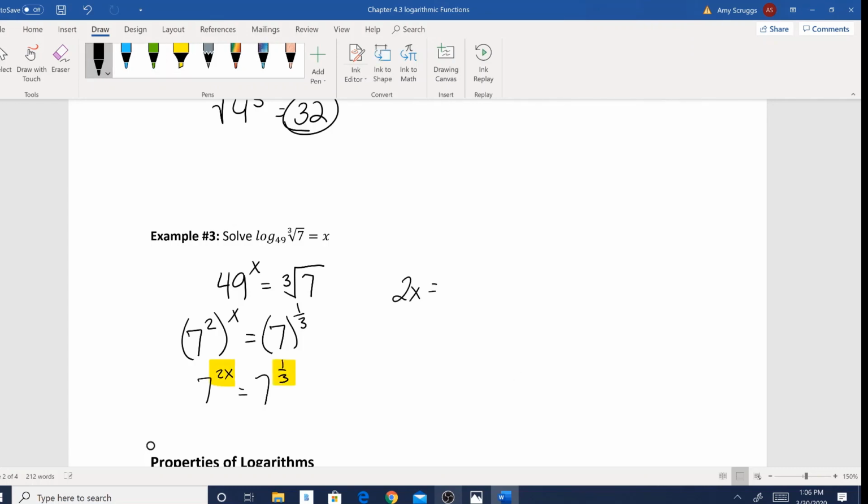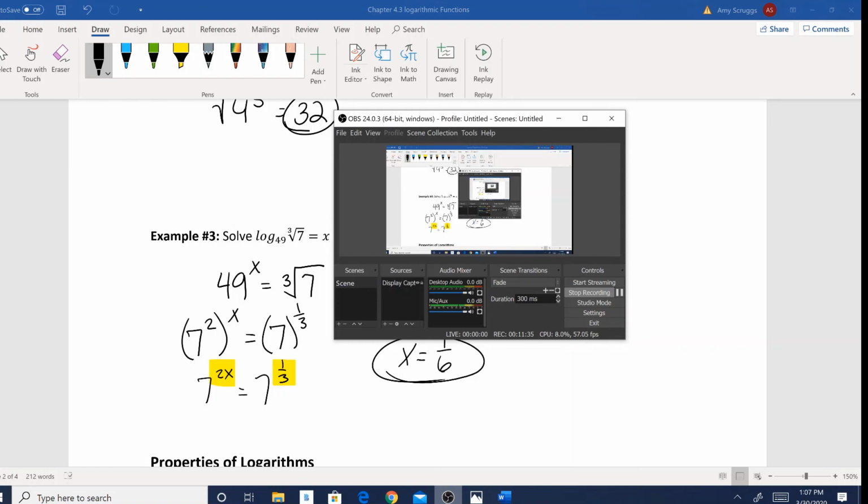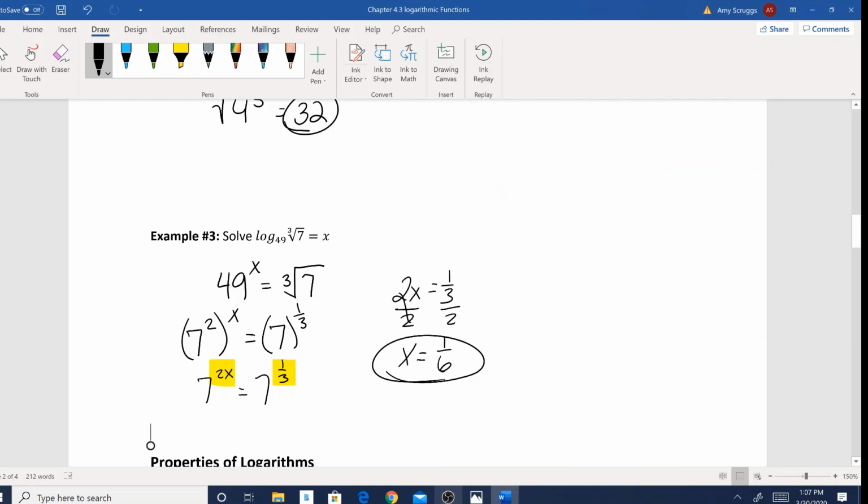So 2x is equal to 1/3. And then if I multiply both sides by 3, well, that's actually not going to give us what we need. We need to divide both sides by 2. If you divide both sides by 2, then you're going to get that x is equal to 1/3 divided by 2. That's the same thing. Yep, it's going to be x is equal to 1/6. All right, I'm going to stop right there. We'll talk about properties in the next video.